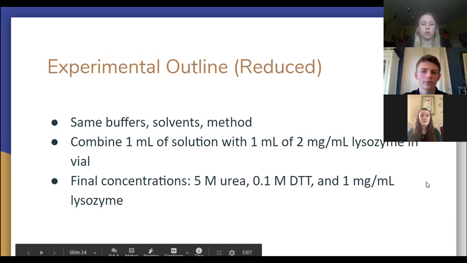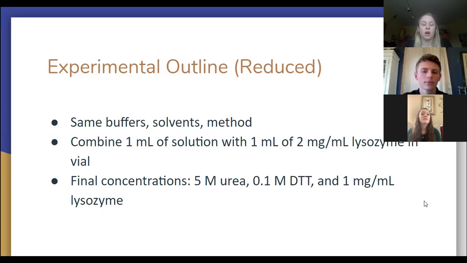For our reduced form, we still had the same buffers, solvents, and method, but we combined 1 milliliter of solution, which was 10 mol urea and 0.2 mol DTT. We combined that solution with 1 milliliter of 2 milligrams per milliliter lysozyme in a vial for the final concentrations of 5 mol urea, 0.1 mol DTT, and 1 milligram per milliliter lysozyme.